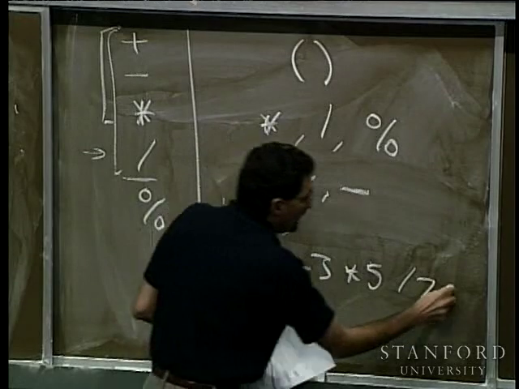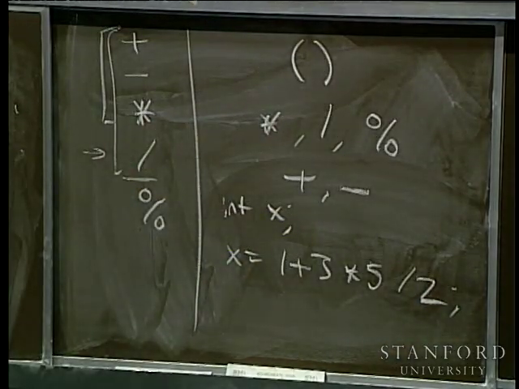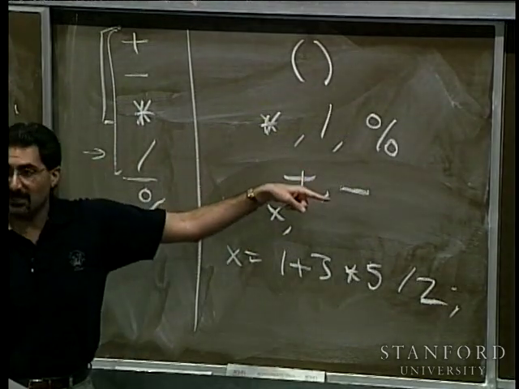How does that actually evaluate? Well, first of all, we say, do we have any parens? No, we don't have any parens. That would be the highest level of precedence. You can always force something to evaluate more highly by putting it in parens. So these guys are all at the same level, so we evaluate left to right.